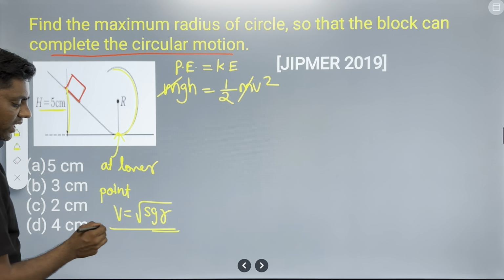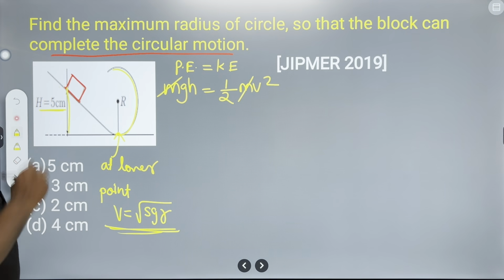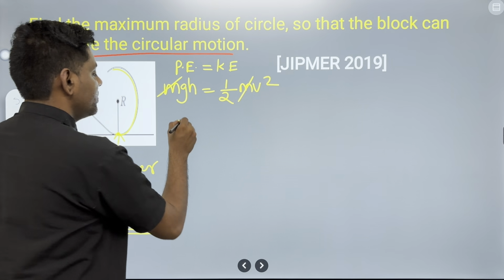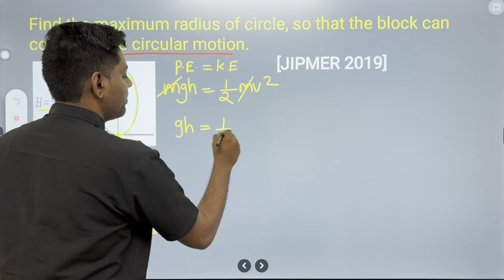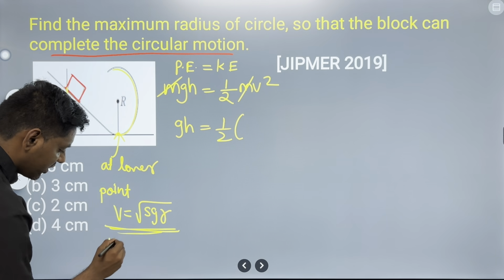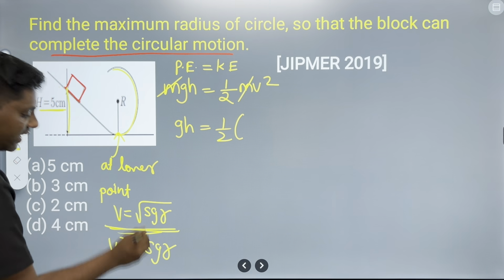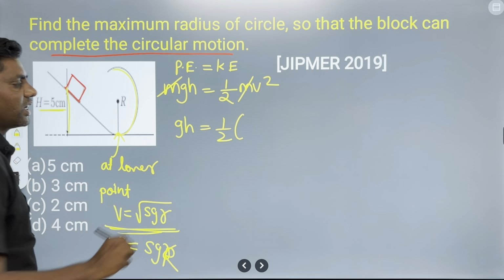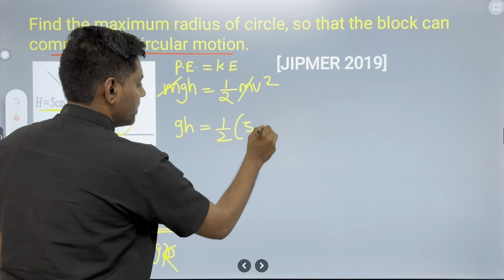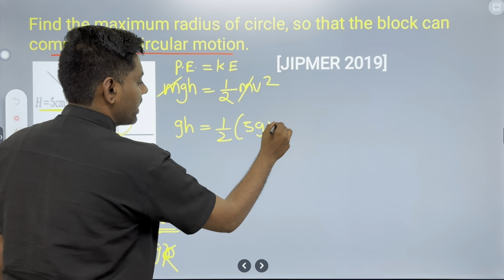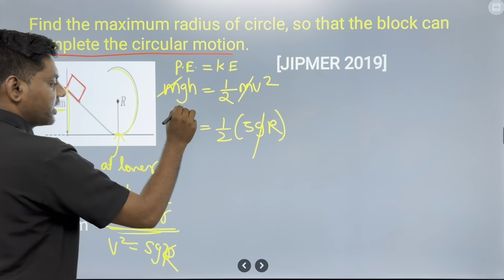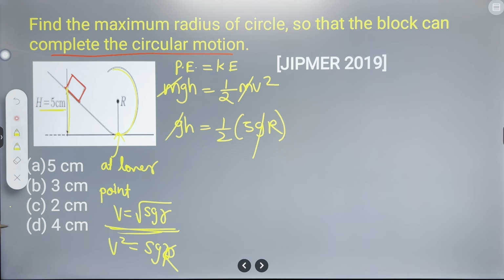अगर इतना speed रहेगा so definitely ये circular motion complete कर लेगा. So that is gh equal to half v square, what is the magnitude of v square? That is 5gr. So r is the radius, capital दिया है उन्होंने इसलिए हमने capital R लिया. So that is 5g into capital R. On both sides again acceleration due to gravity gets cancelled.